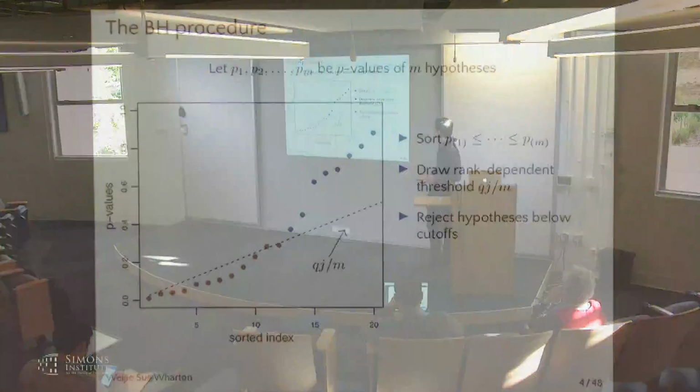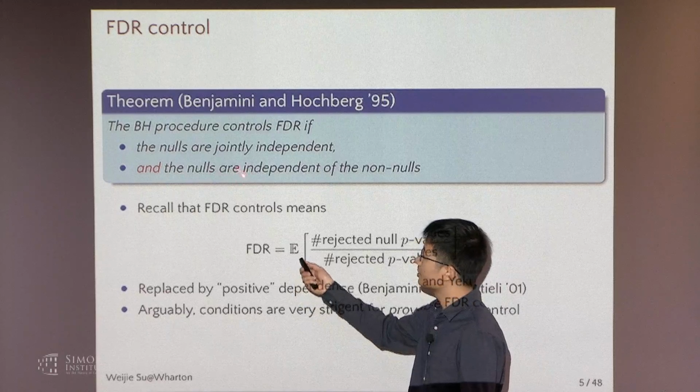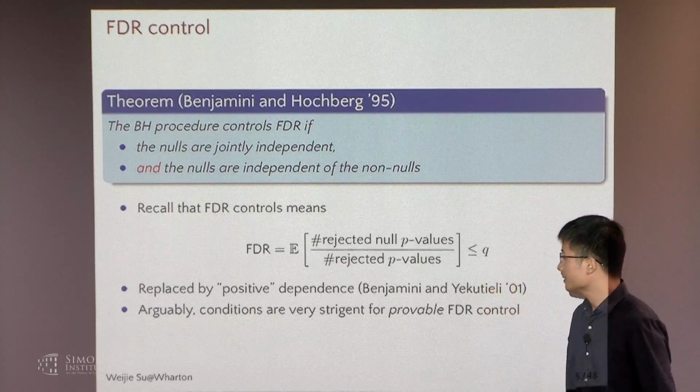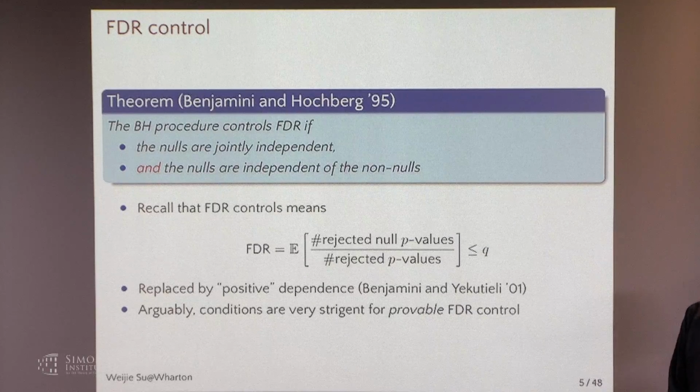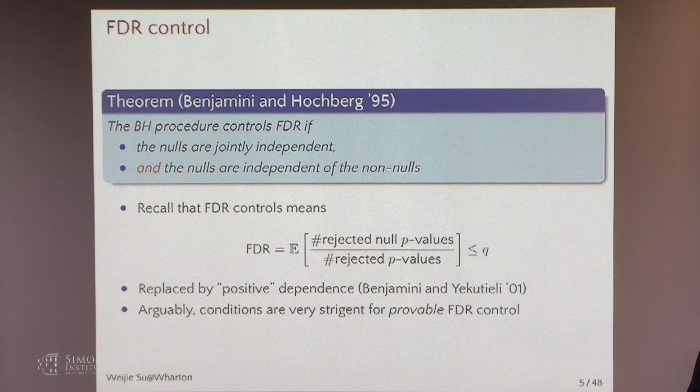They are our discoveries. For the BH procedure, in the original theorem, they proved that if the null p-values are jointly independent from each other, and second, as a whole, the null p-values are further independent of the non-nulls, then BH controls FDR, provably, below Q. Later, Benjamini and Yekutieli relaxed the two independence conditions to some sort of positive dependence. This is basically the state of the art. You see, the conditions are very stringent, because it's really hard to imagine that real dependence is positive. For real problems with arbitrary dependence, most likely they will violate the conditions for FDR control.